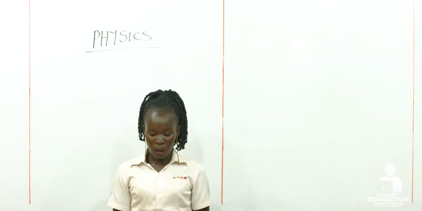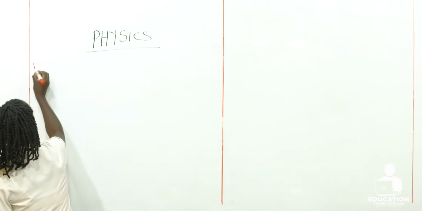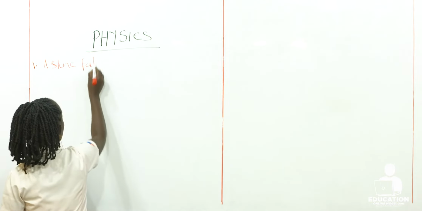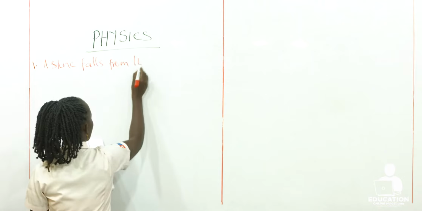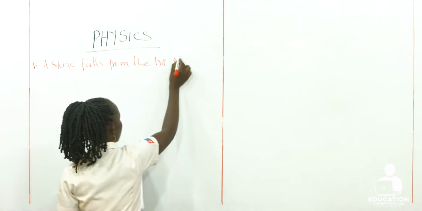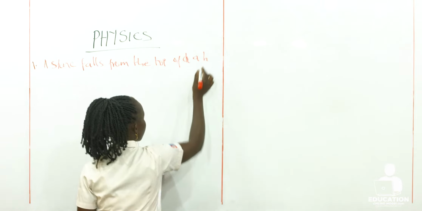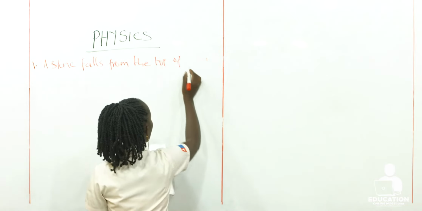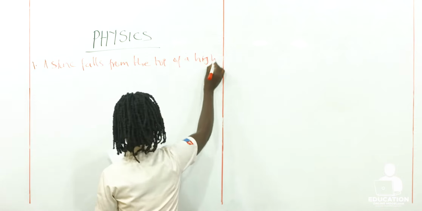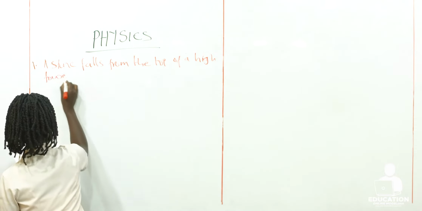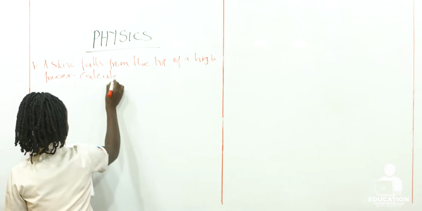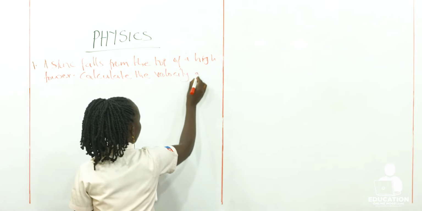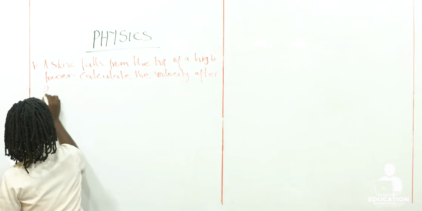So you see, let me put it down: a stone falls from the top of a high tower. Calculate the velocity after 2 seconds.